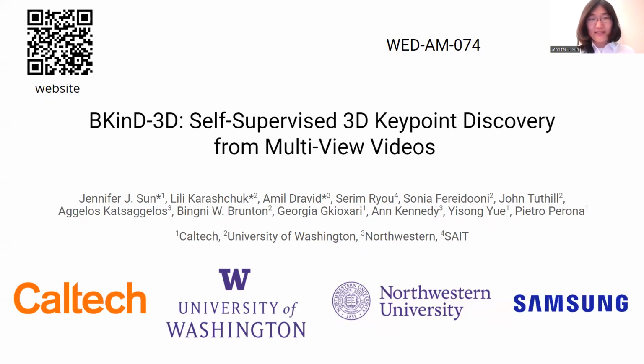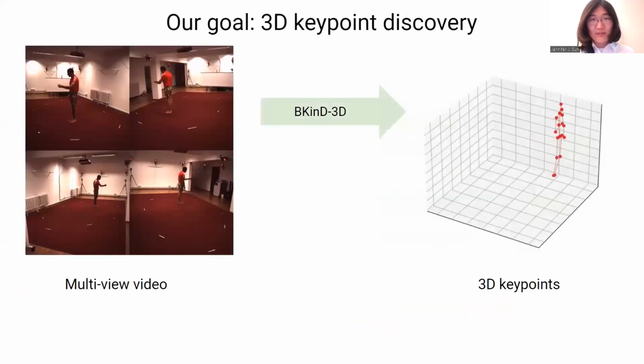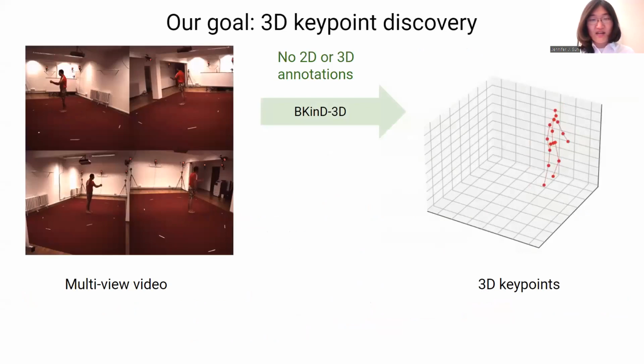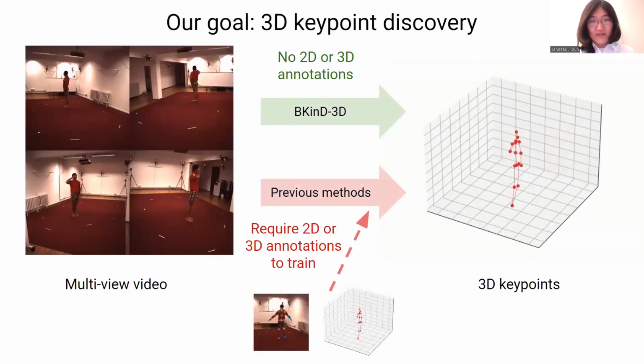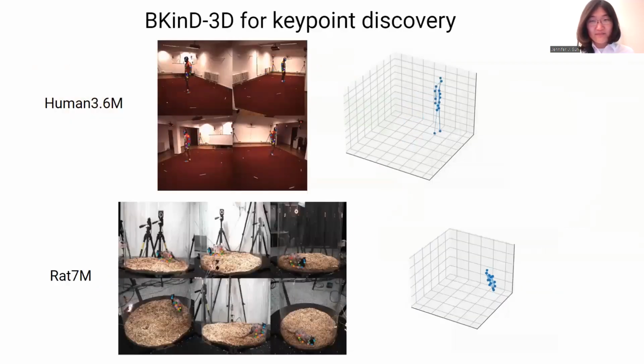Hi everyone, I'm Jennifer, and I'm excited to be here today to talk about our method called BKinD-3D for doing self-supervised 3D keypoint discovery for multi-view videos. The goal of our method is to discover 3D keypoints from videos of moving agents without requiring any 2D or 3D annotations. In comparison, previous methods would require 2D or 3D annotations during training.